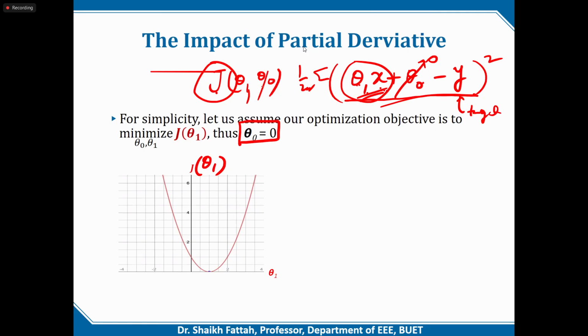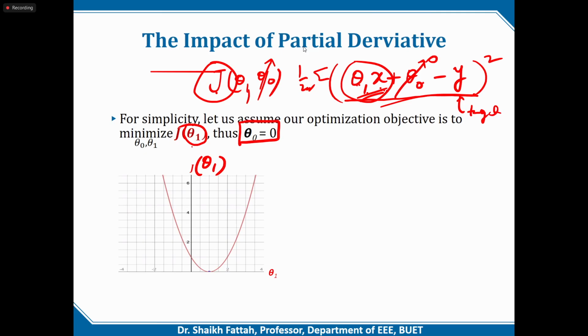Let's assume theta 0 is 0. But you have only theta 1. So this J is a function of theta 1. What is your objective now? To find out the best J. So J is an error, average squared error. You vary theta 1 and see what is happening.